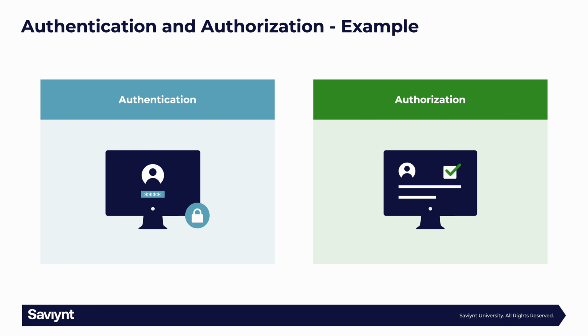In summary, authentication is, who are you? For example, username and password check. Authorization is, what are you allowed to do? For example, accessing specific resources based on your role or permissions.